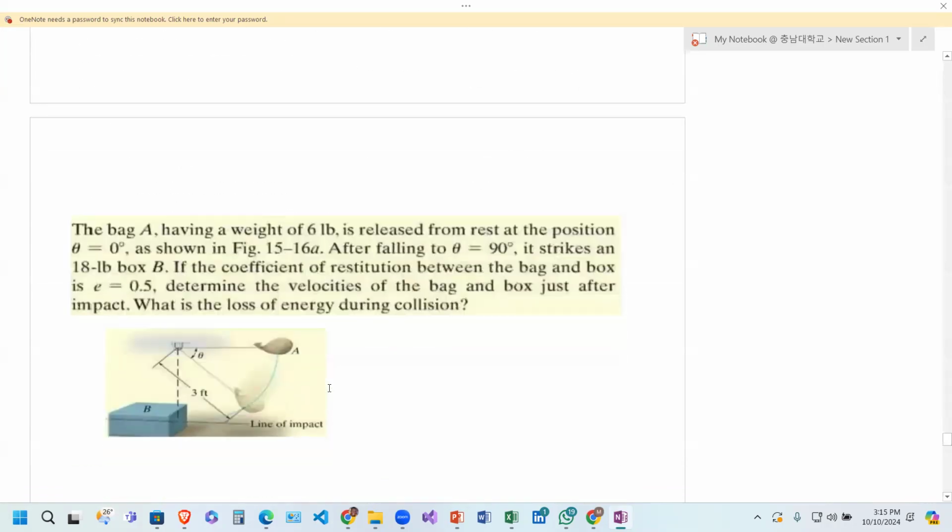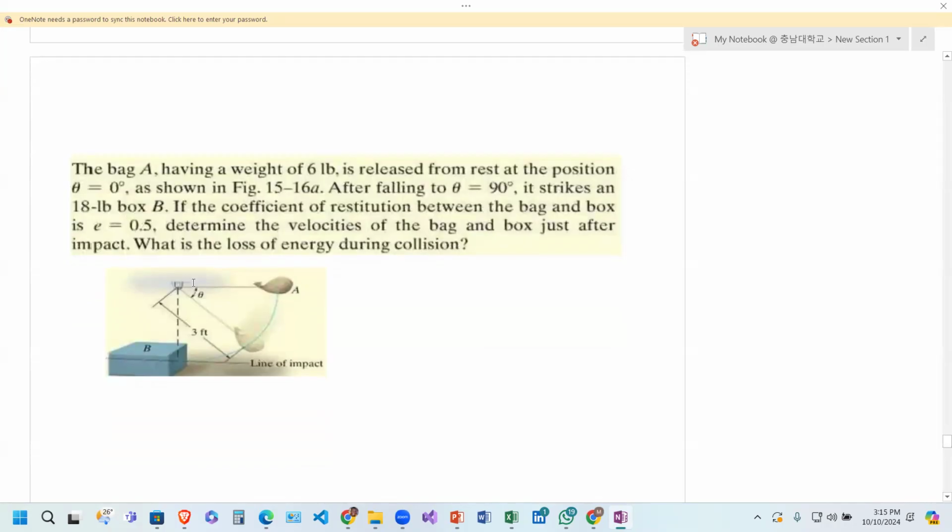So now, let's see an example. The bag A, right here, having a weight of 6 pounds, is released from rest at the position where theta, this angle right here, is 0 degrees. After falling to theta equal to 90 degrees, it strikes this box right here, which is our box B. The coefficient of restitution between the bag and the box is 0.5, that means e is equal to 0.5.